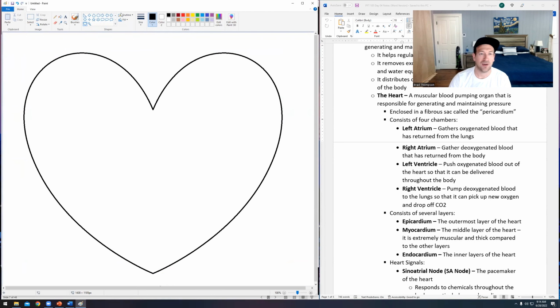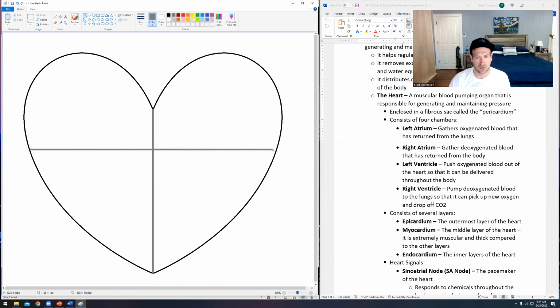But we're going to divide this heart into some sections here, right? So we're going to divide this into a middle section. Oops, I forgot to change that back to a line. We've got our left and our right side now, and then we'll have a top and a bottom, right? And there we go. Now we've got sort of 4 quadrants of the heart here.